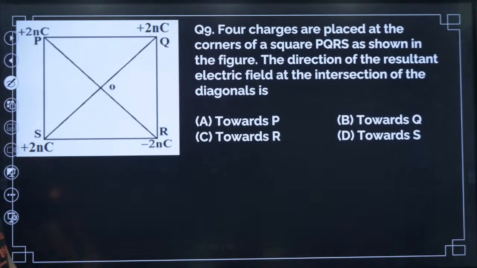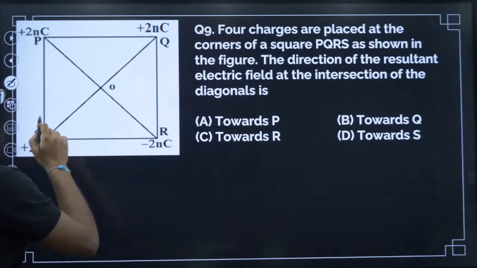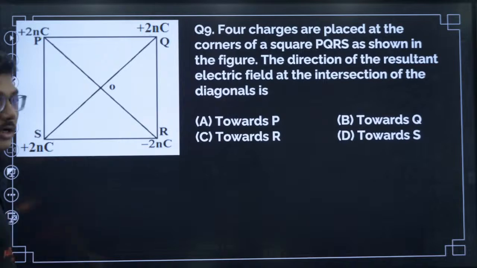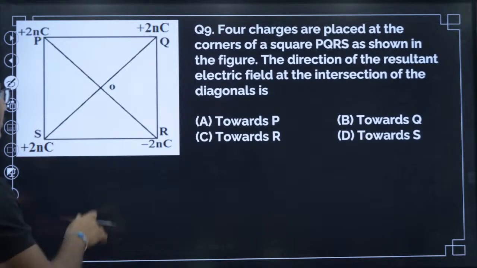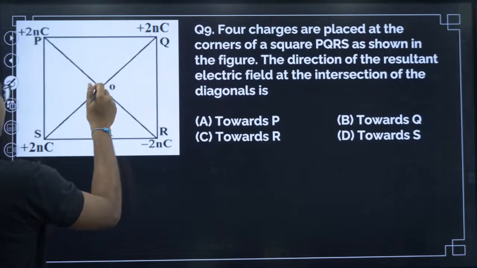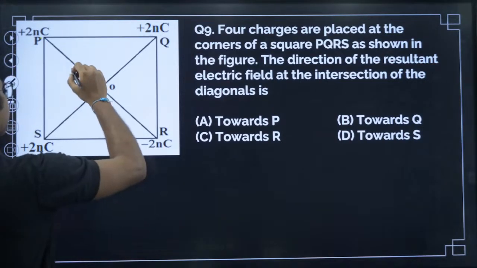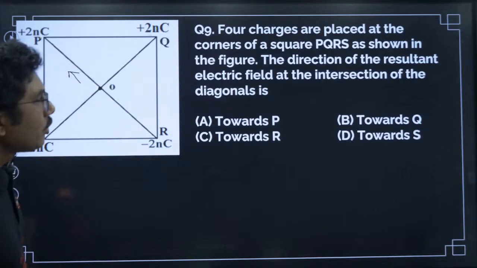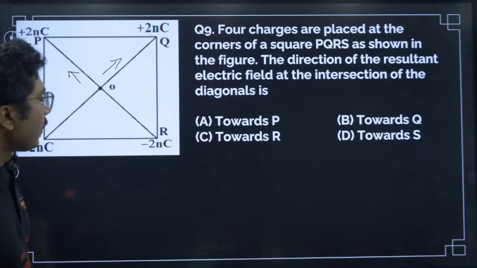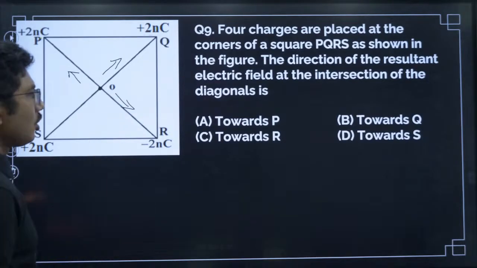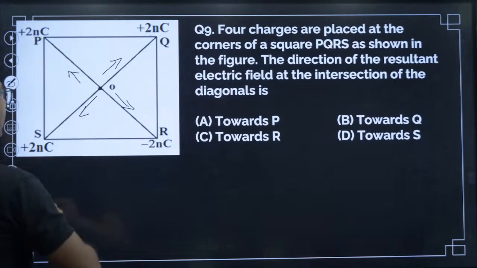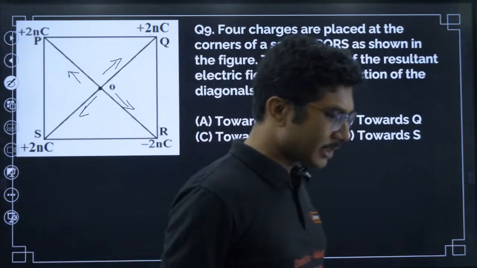Four charges are placed at the corners of a square PQRS, as shown over here. What is the direction of the resultant electric field at the intersection of the diagonals? The options are towards P, towards Q, towards R, towards S. One option is correct, the rest are incorrect.